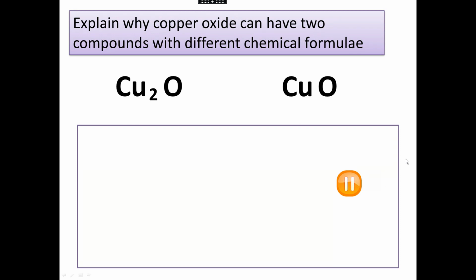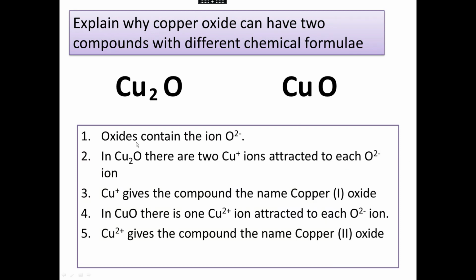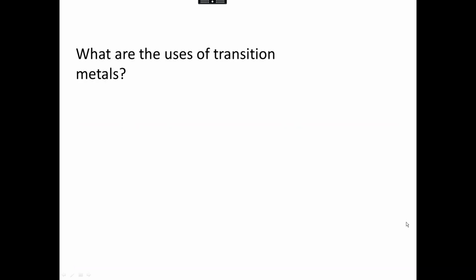Right, so let's look at my answer. I said oxide contains the ion O2-. So in Cu2O, there are 2 Cu+ ions attracted to each oxide ion, hence the formula Cu2O. It will then have the name copper(I) oxide because the copper is 1+. In CuO, there is 1 Cu2+ ion attracted to each O2- ion, and because it contains Cu2+, we give the name copper(II) oxide.